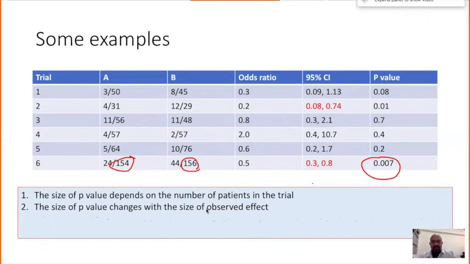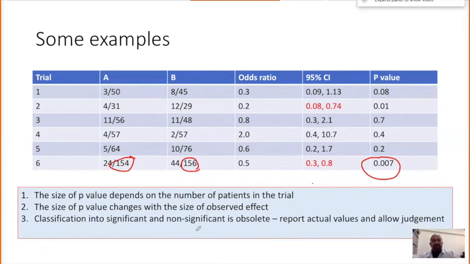Another thing, the classification of significant versus non-significant is now getting obsolete, and people don't like calling it a significant p-value or non-significant p-value. It's better to report the actual value and allow the readers to make their own judgment whether it is effective or not effective.